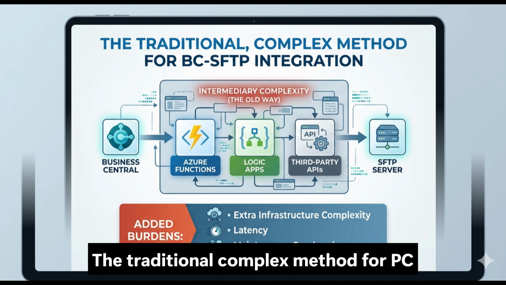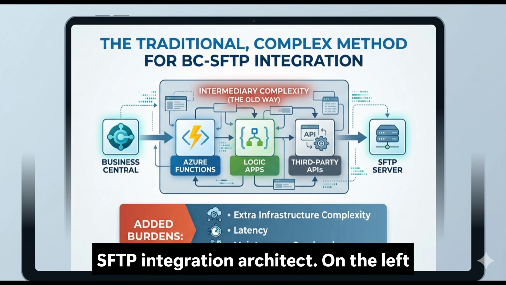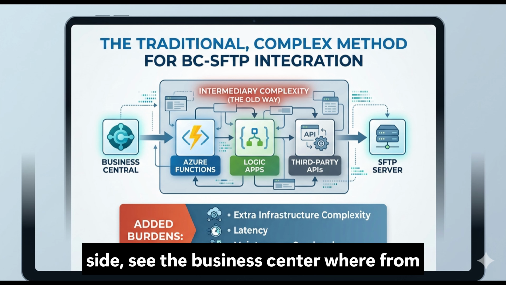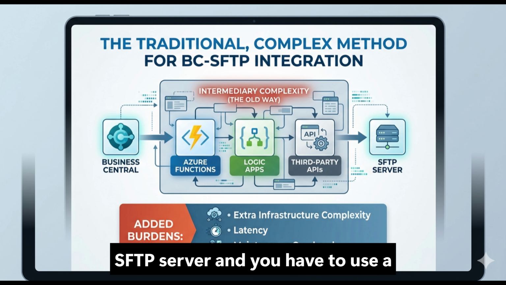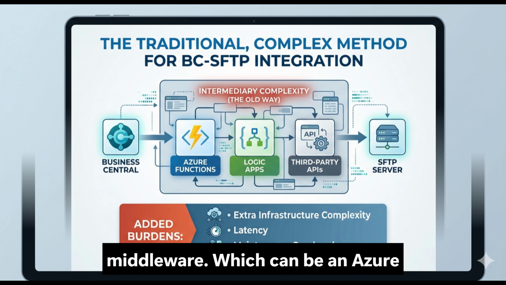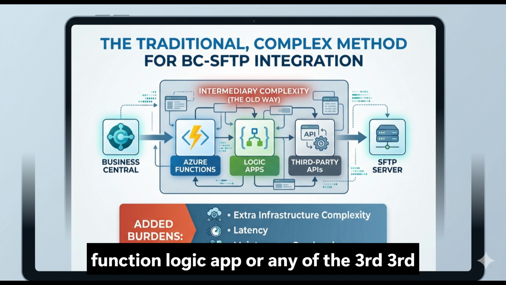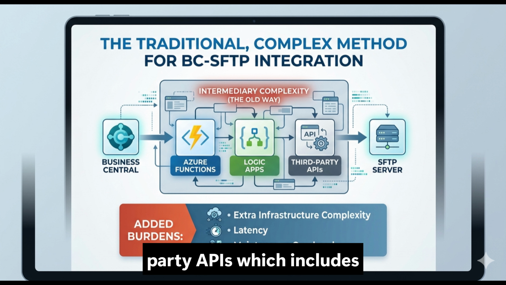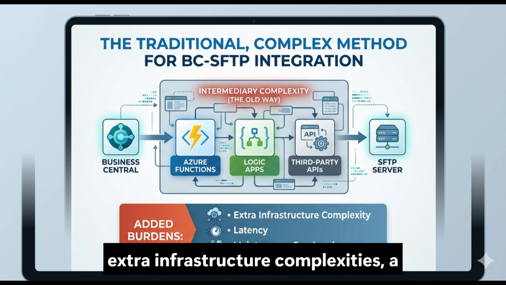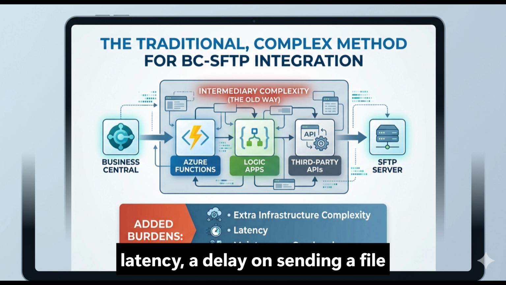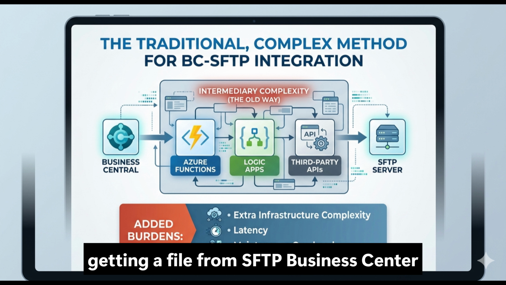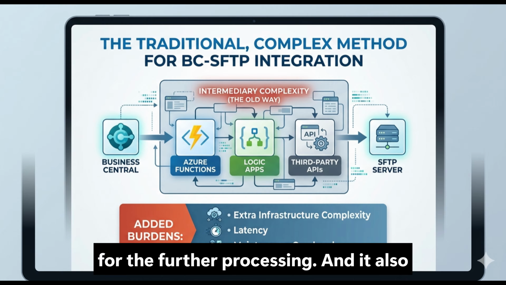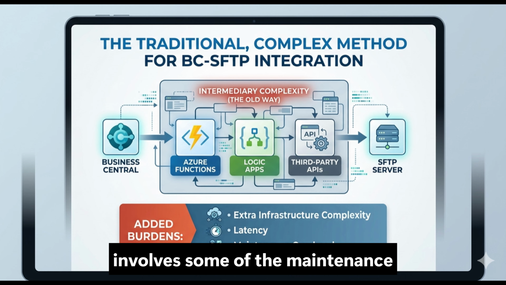The traditional complex method for basic SFTP integration architecture. On the left side, you see Business Central, from where you want to upload a file to the SFTP server. Then you have to use a middleware, which can be an Azure Function, Logic App, or any of the third-party APIs, which includes extra infrastructure complexities, latency, a delay on sending a file from Business Central to the SFTP or getting a file from SFTP to Business Central for further processing. And it also involves some maintenance overheads.